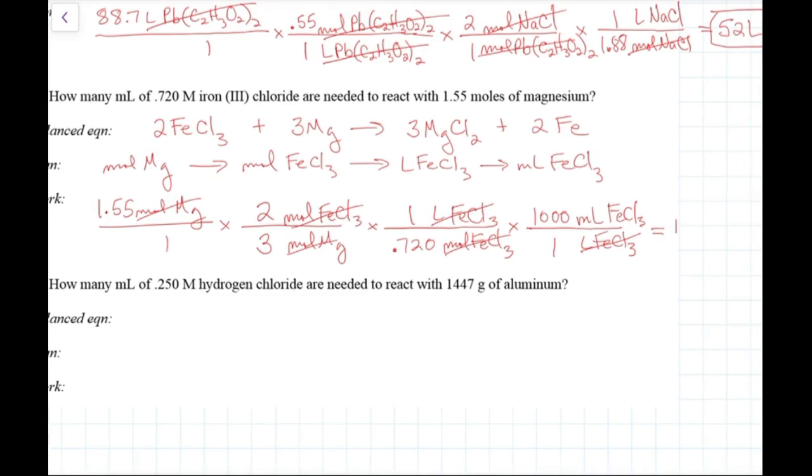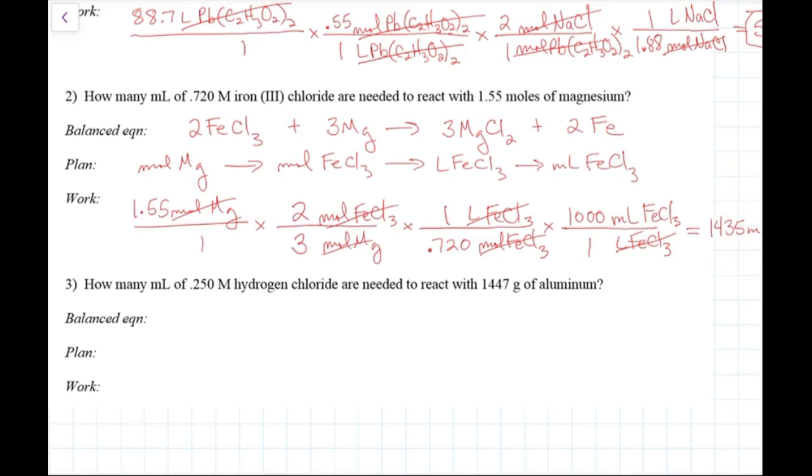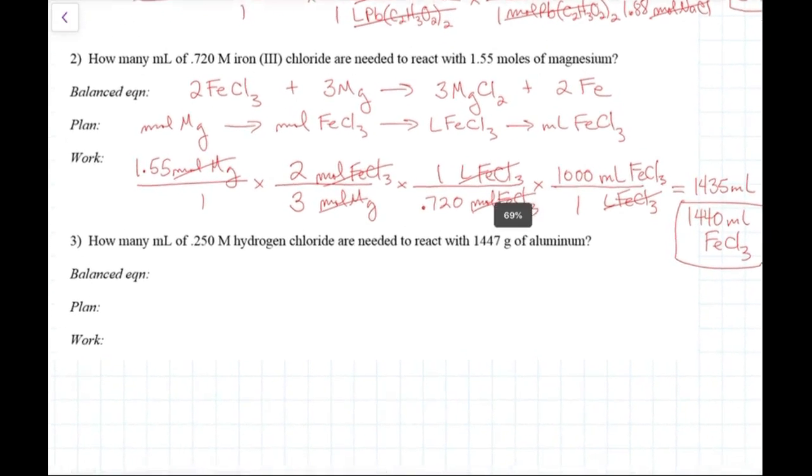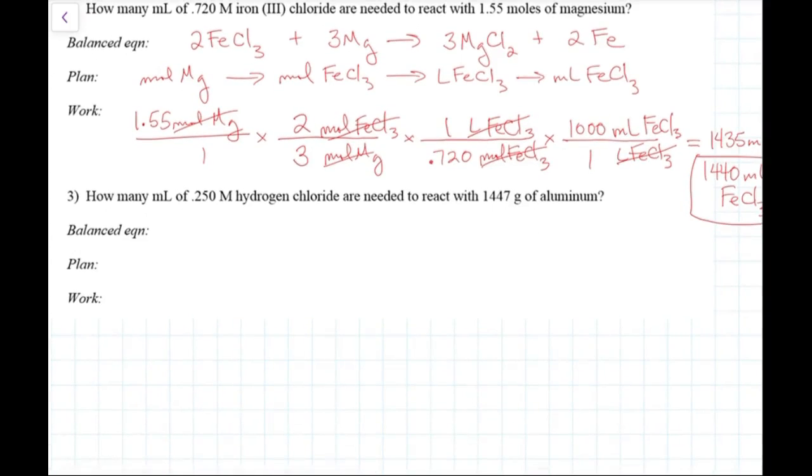1,435 milliliters. I'm going to go ahead and round that to, looks like 3 sig figs, because both numbers in the problem had 3 sig figs. So I'm going to make that 1,440 milliliters of FeCl3. And there we go.